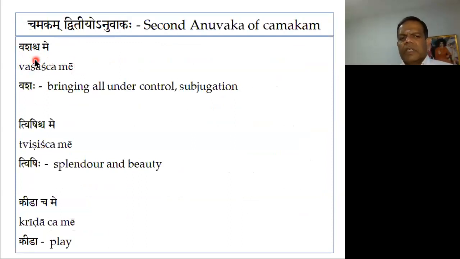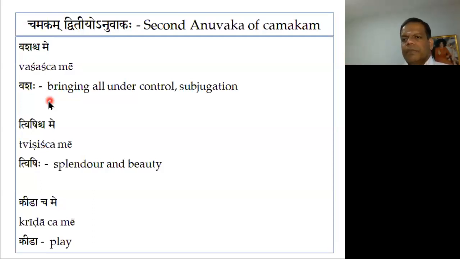In terms of pronunciation, there is nothing difficult here. Vashaha is the word. The visarga has become ish due to sandhi. Vashaha means bringing all under control. Subjugation, that means you have control over people. People are on your side, they are under your command.